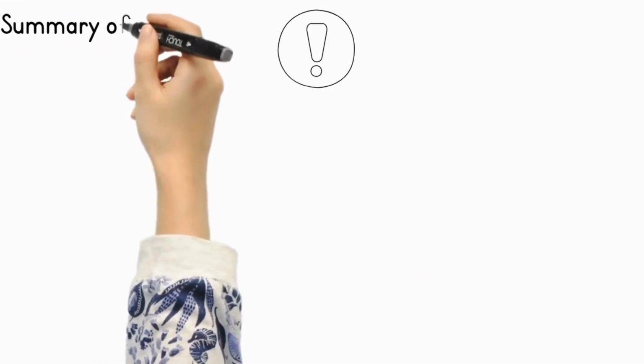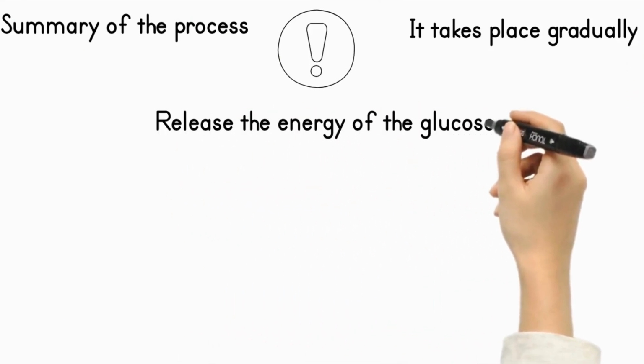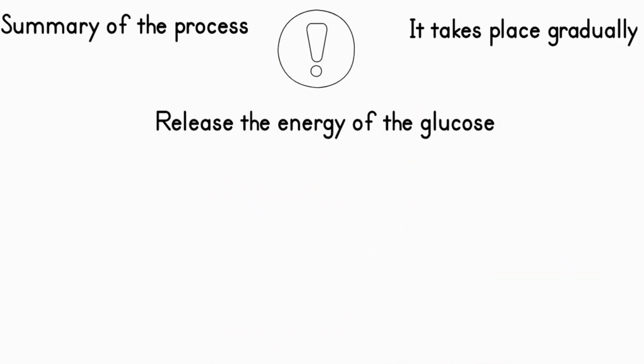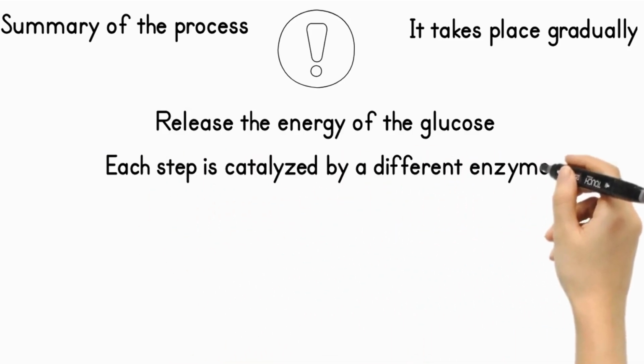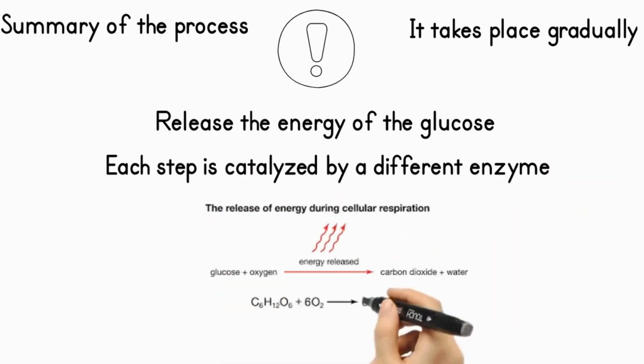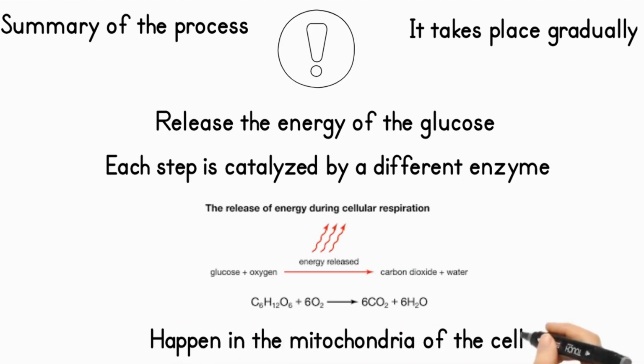It is important to realize that this equation is only a summary of the process. It actually takes place gradually, as a sequence of small steps, which release the energy of the glucose in small amounts. Each step in the process is catalyzed by a different enzyme. The later steps in the process are the aerobic ones, and these release the most energy. They happen in the mitochondria of the cell.